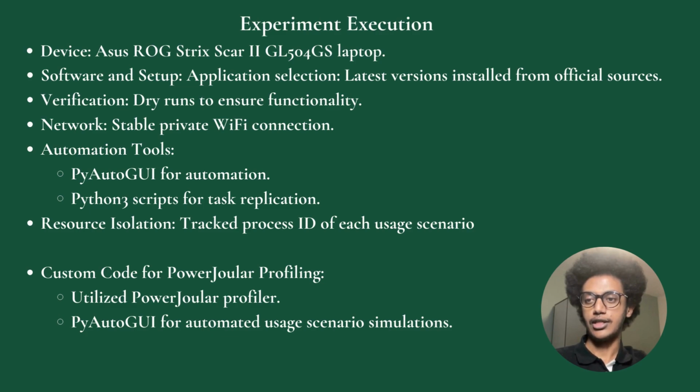As far as automation tools are concerned, we use PyAutoGUI, which is a Python library used for automating various tasks. Python 3.10 scripts were also developed to replicate tasks for consistent experiment runs. Regarding resource isolation, to maintain experiment integrity, we tracked the process ID, which is the PID, of each usage scenario, enabling precise resource consumption analysis, which will be shown shortly after this slide. We've also written custom code for power joule profiling, we used PowerJoular as our main profiler tool to measure the energy consumption during this experiment. We custom coded PyAutoGUI to simulate these scenarios, accurately replicating our usage interaction and monitoring energy consumption using PowerJoular.